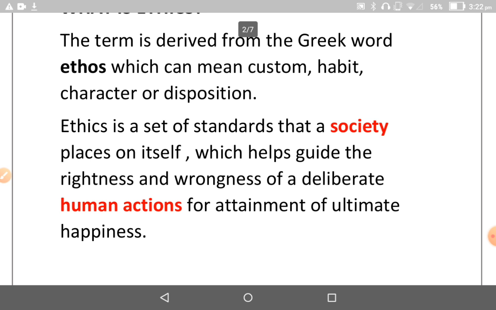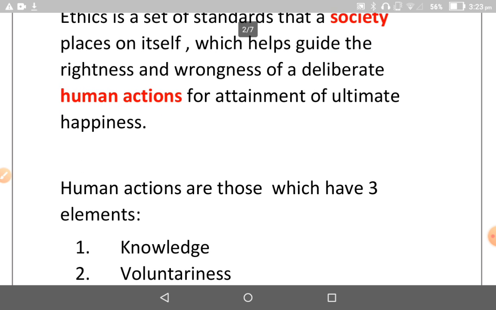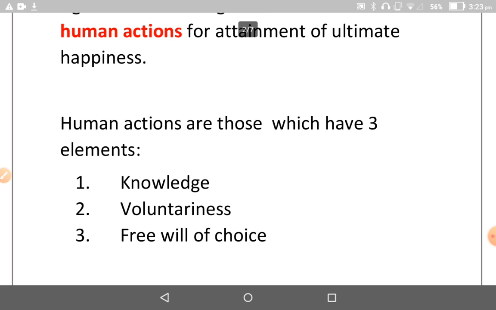Again, the next important term here is human actions. There is a difference between actions of human and human actions. When we speak of actions of human, it means everything that we perform, for example we sleep, we eat, we drive, etc. These are all actions of human. But in order to call an action a human action, it should have three basic elements: number one, knowledge; then voluntariness in carrying out that action; then free will.